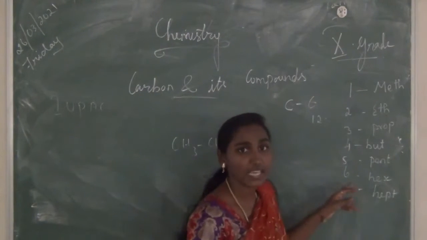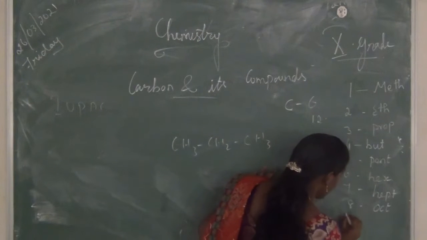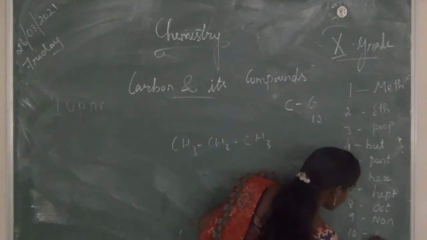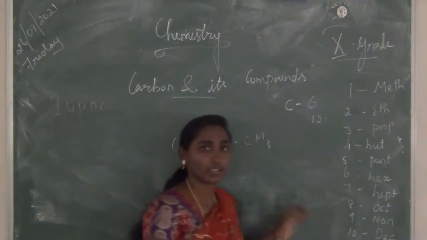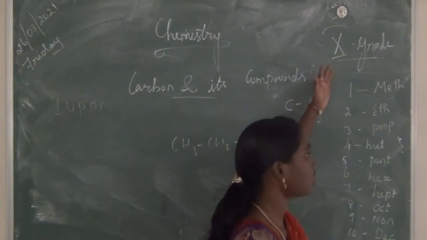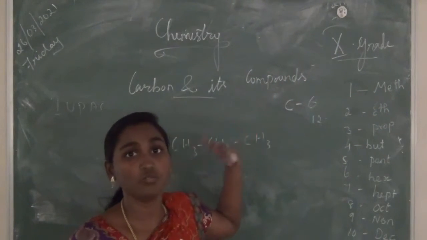Okay, 7 means hept. Then 8 means oct. 9 means non. 10 means dec. So these are the root words. Compounds have root words based on the number of carbon atoms.